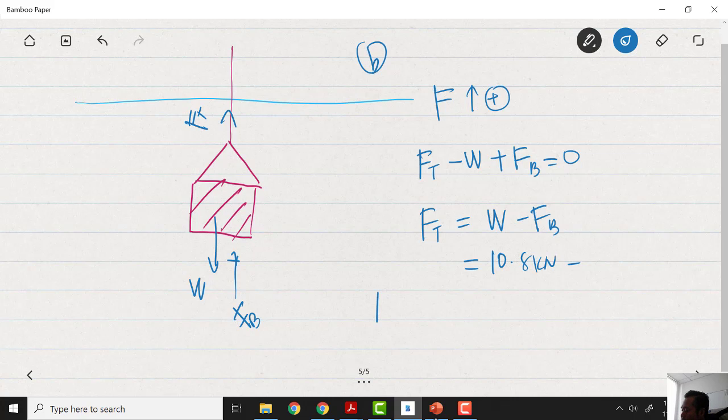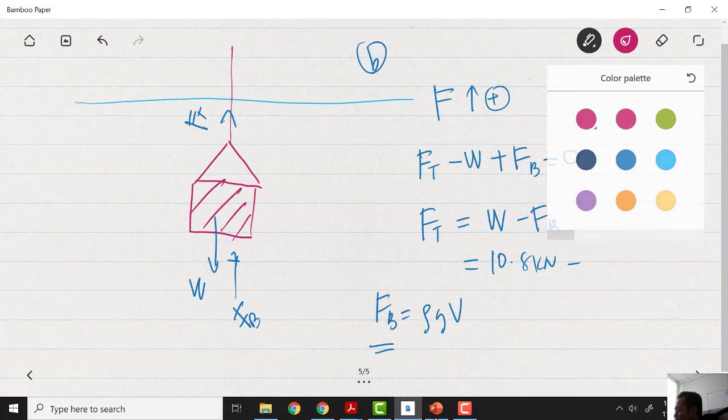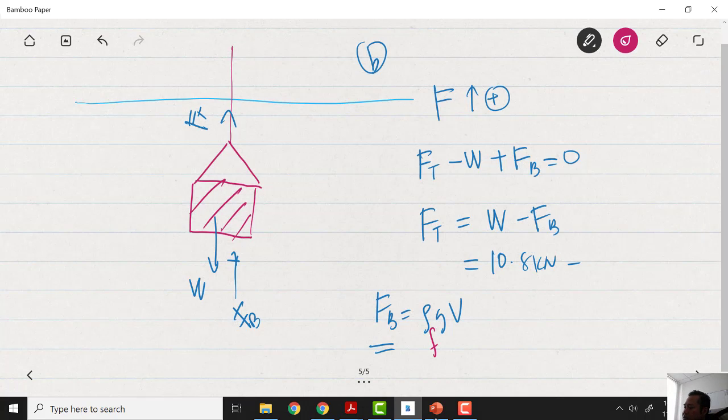We also know that Fb equals rho g V. Which rho? Rho is the density of the fluid, the water displaced. The concrete is submerged in seawater, and the rho of seawater is given in kilogram per meter cubed. And then we have V. Which V? The concrete is now completely submerged, meaning the whole concrete is in water, so the displaced volume is the same as the volume of the concrete.